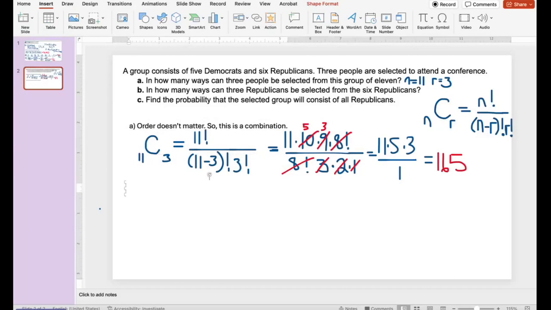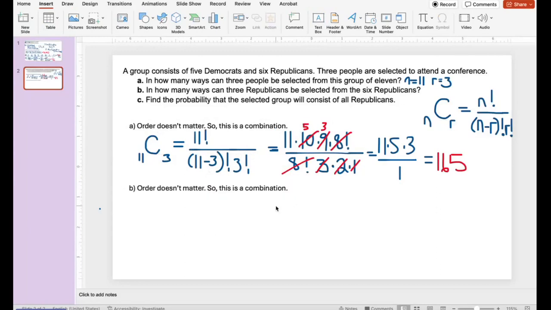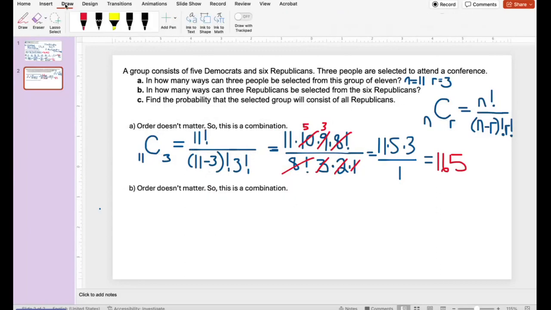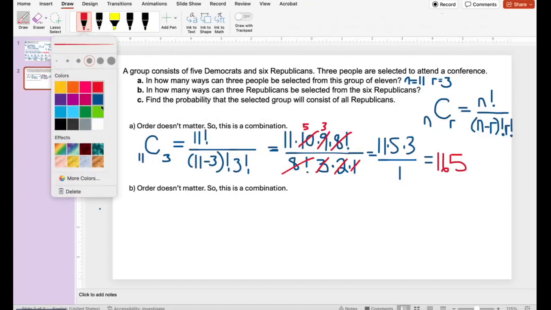Okay. Is part B a combination or permutation? Does order matter on part B? No. Again, it does not. So this is a combination again. You want to tell me what to write on this one? Do we use the same formula? Yes, but now it's from 6, right? So n is going to be 6, and r is going to be 3.